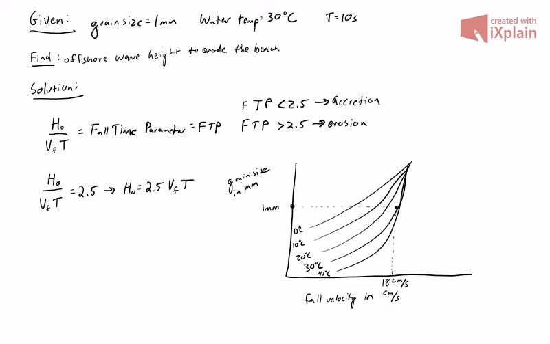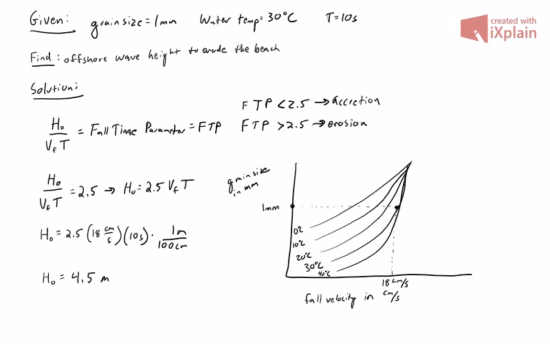So now that we have that, we can solve for our wave height is equal to 2.5 times 18 centimeters per second times 10 seconds. And then because centimeters are weird, we don't think about things in centimeters, I'm going to go ahead and convert. 100 centimeters is 1 meter, and we get a wave height of 4.5 feet. Correction, 4.5 meters. All right, so that's the offshore wave height at which the beach starts eroding.